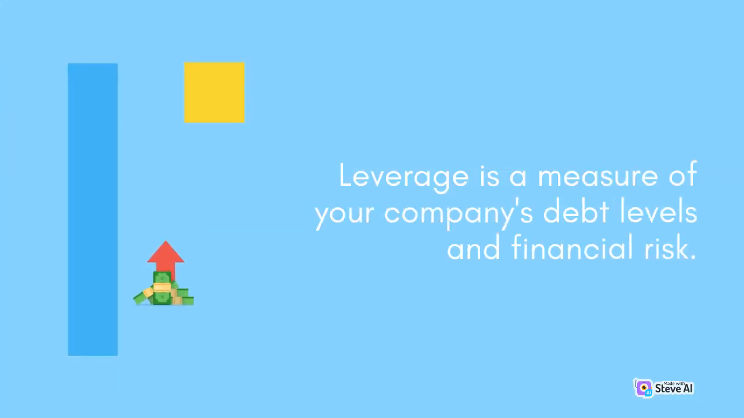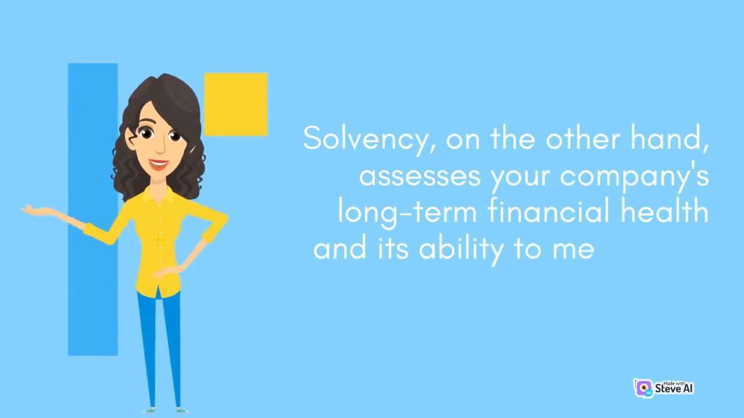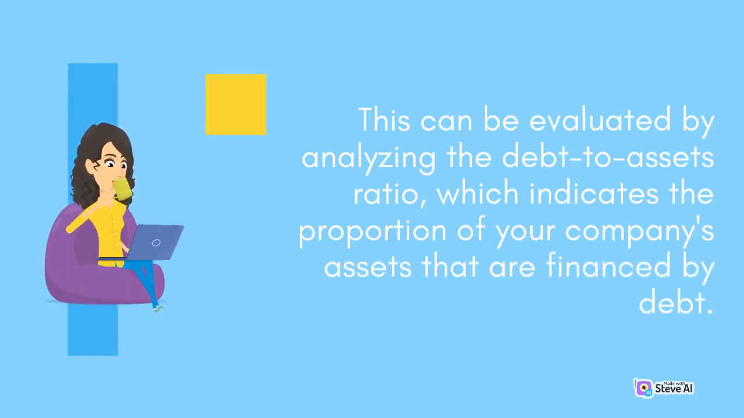Leverage is a measure of your company's debt levels and financial risk. It can be assessed by examining the debt-to-equity ratio, which compares the amount of debt your business has incurred to the amount of equity invested by shareholders. Solvency, on the other hand, assesses your company's long-term financial health and its ability to meet long-term obligations. This can be evaluated by analyzing the debt-to-assets ratio, which indicates the proportion of your company's assets that are financed by debt.